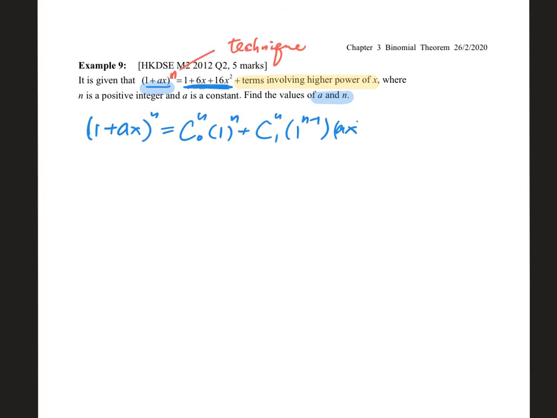And you have ax. nC2, 1 to the power n minus 2, and you have ax. Remember that you have brackets squared as well. Dot dot dot means those are the terms we need not consider. Now we come to the most important thing I would like to say, which is about the technique, because now you've got 3 terrible terms there. Terrible not because of the symbol, but because there's an unknown n, which you cannot use a calculator to find.